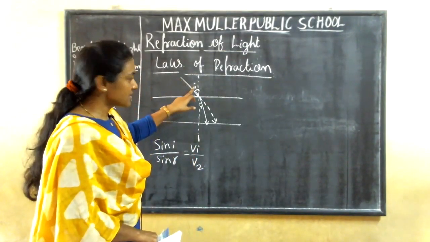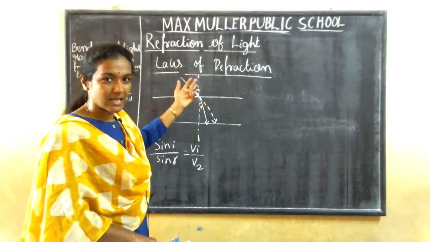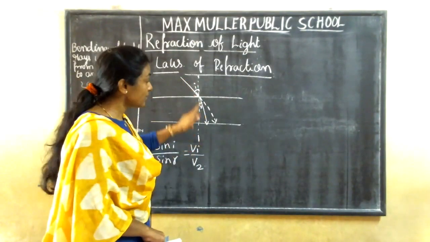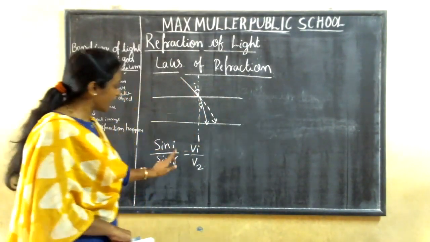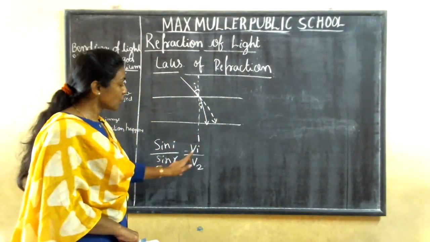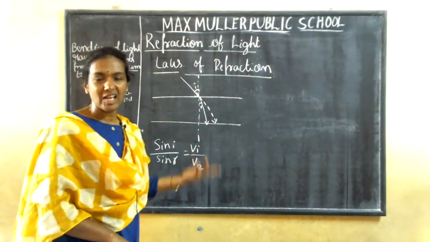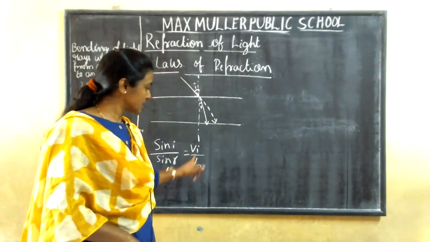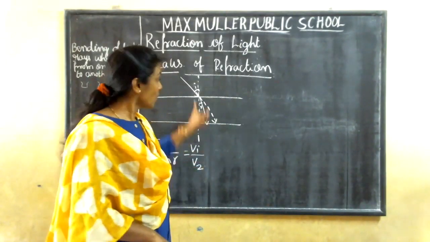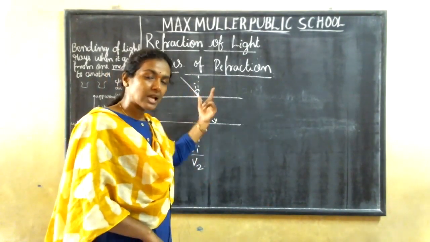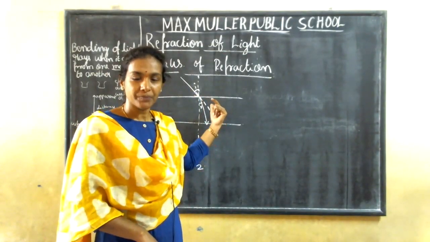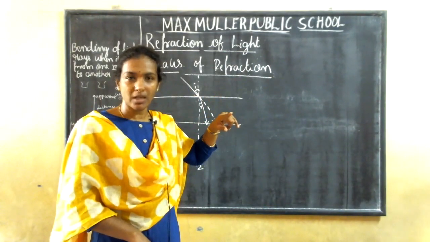Angle of incidence, here it is the incident ray, so it is taken as I, and here it is the refracted ray, so it is taken as R. But how are they two related here? Sin I by sin R is equal to V1 by V2. V1 is a velocity. Velocity means what here? Speed of the ray. V1 is one medium's velocity. V2 is another medium's velocity. Clear my point here?